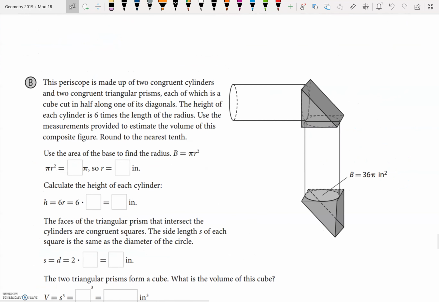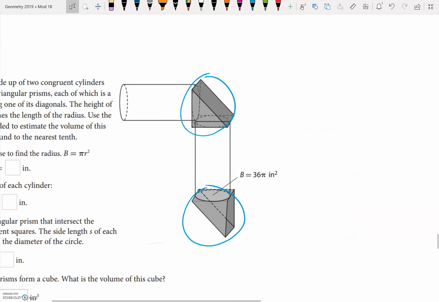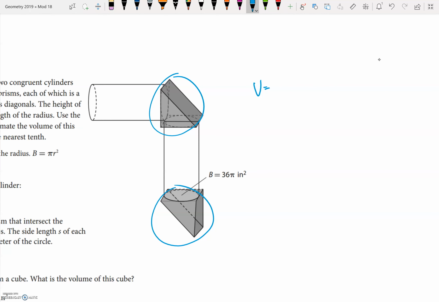This one is made up of two congruent cylinders. So we could say one of these volumes times 2. And two congruent triangular prisms, each of which is a cube cut in half along its diagonals. Which means if we think about this, we don't even need to consider these triangular prisms as triangular prisms. We could say that it is a cube cut in half, and there's two of them, which means that it's a cube. So if we write this in words, the volume is cylinder times 2 plus cube.